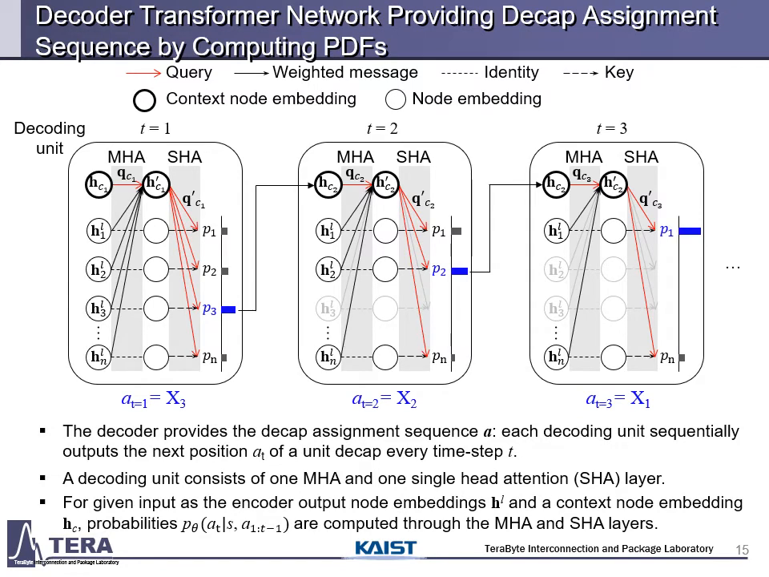And this is the decoder transformer network that provides the decap assignment sequence A. The decoder is configured of decoding units, and each decoding unit sequentially outputs the next position AT of a unit decap every time step, where the probability is maximized. The decoding unit consists of one multi-head attention layer and one single-head attention layer for a given input of the encoder output node embeddings H and a context node embedding HC. Probabilities are computed through the multi-head attention and single-head attention layers.